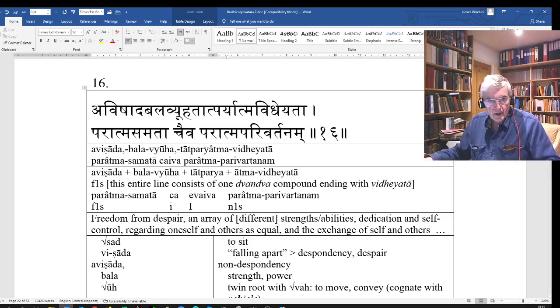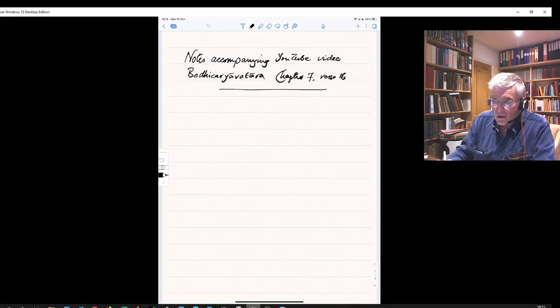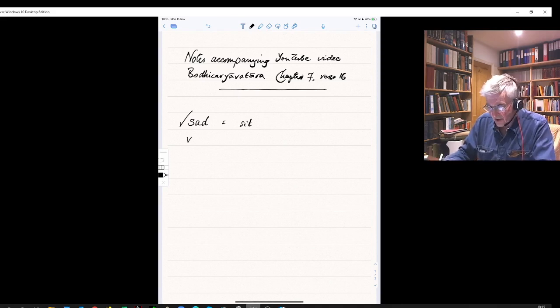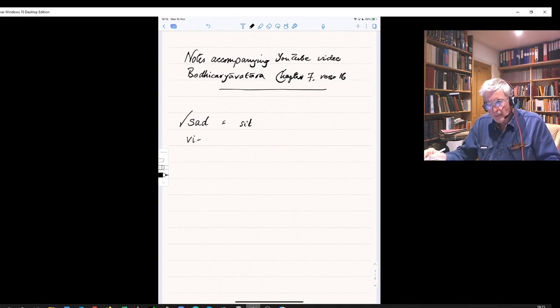Let me call up my iPad screen for you. There we are. So the root sad, meaning to sit, and the prefix vi. Sad is cognate with our English word sit and Latin sedere and the word saddle; all come from that same root. The prefix vi, as we know, means separation or apart.